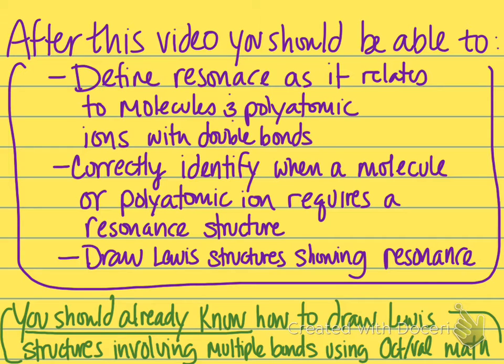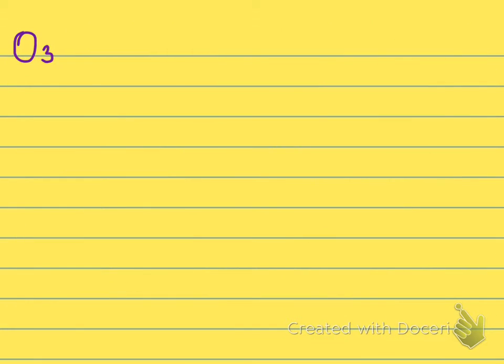So you already need to know how to draw Lewis structures involving multiple bonds using that old octet/valence math, sometimes referred to as Gooch math since I stole it from Mr. Gooch. Let's get started. We're going to start off with our old friend ozone. That's just three oxygen atoms bound together to form a single molecule. It's found in the upper regions of the atmosphere where it's a really good thing, and occasionally down here at ground level where it's not a good thing.